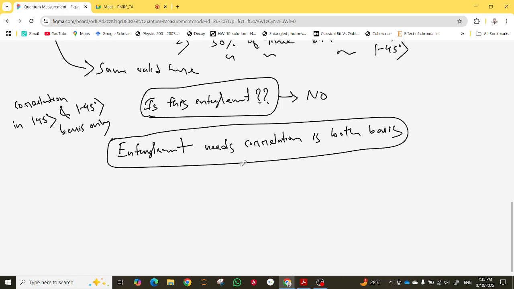Now the final experiment. Now you need correlation in both bases. Okay, now this is the final measurement. Now you are measuring H and 45 both. Measurement 3, or the final measurement. You see your final experiment, measurement 3 outcomes.